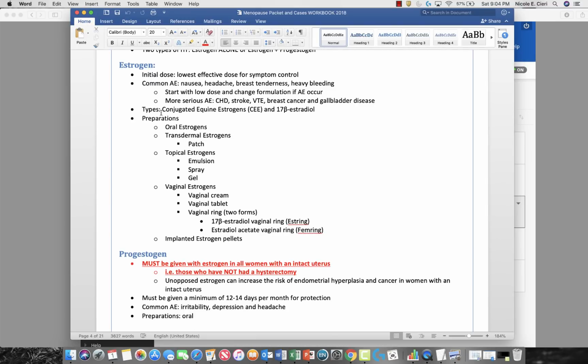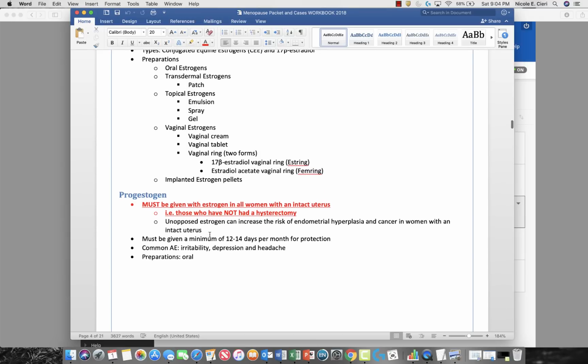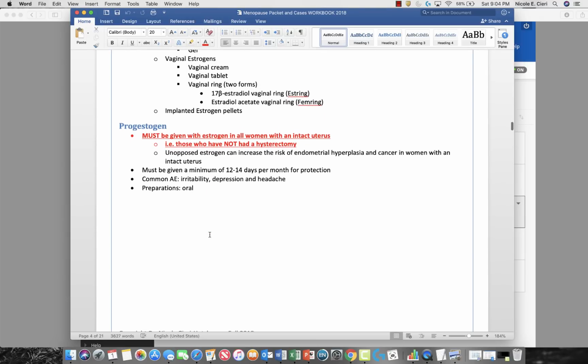So for the estrogens, there are a number of different preparations. Most of them come in either a conjugated equine estrogen, which is a product like Premarin that has estrogens that are derived from pregnant mare's urine. That's where the name Premarin comes from. And then synthetic estradiol, 17-beta estradiol. So a lot of these different forms come in both a natural product and a synthetic product, and then either an oral, transdermal, topical, vaginal, or implanted estrogen. Progestins usually come as an oral product and can be given in different regimens. When we talk about the treatment, we'll focus on that.